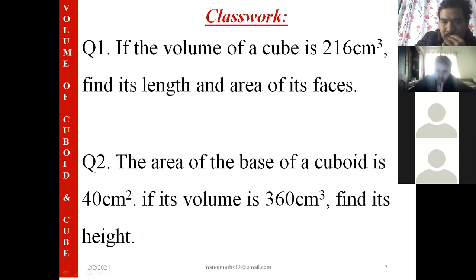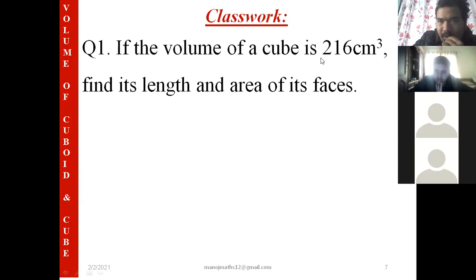I am again telling. Each side will be a square. There are 6 faces, that's why it will be 6 L square. The area of faces of the cube is 6 L square, because one side will be L square, then there are 6 faces, then it will be 6 L square. That is known as the total surface area of cube. Total surface area of cube is 6 L square.